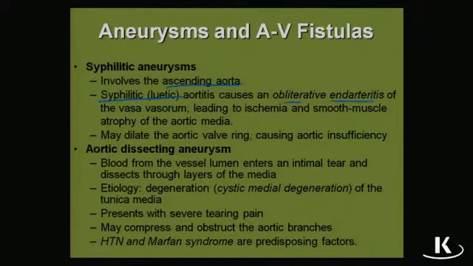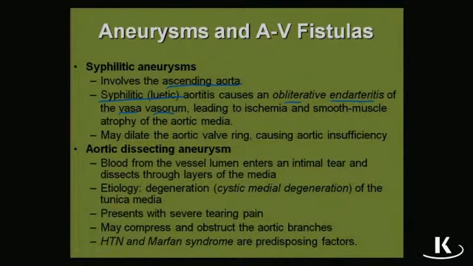And the lesion you get, very important, is called obliterative endarteritis of the vasa vasorum. Remember, the aorta has a very thick wall, and the muscular wall actually needs its own blood supply. So remember that vasa vasorum actually supply blood to the wall of the aorta. So what happens is this obliterative endarteritis, or sometimes called endarteritis obliterans, same thing.